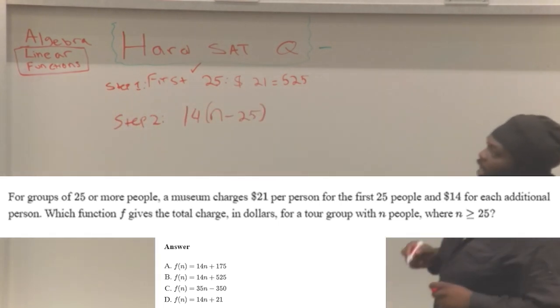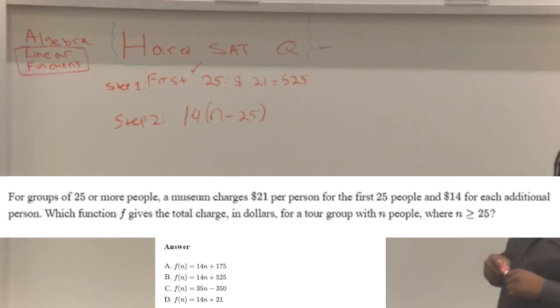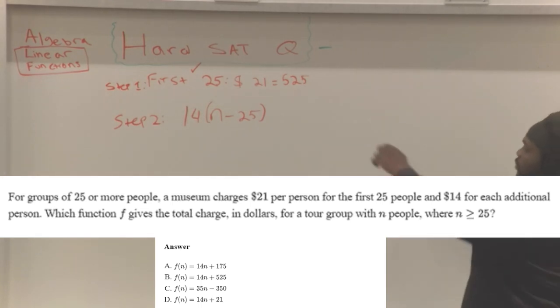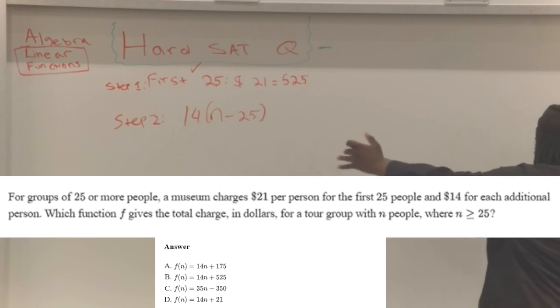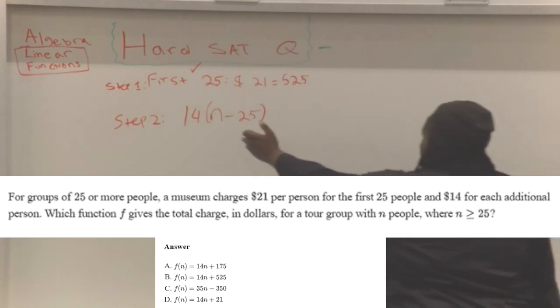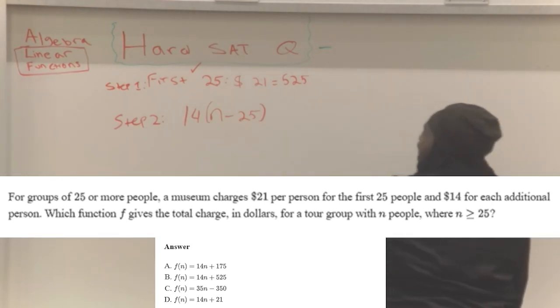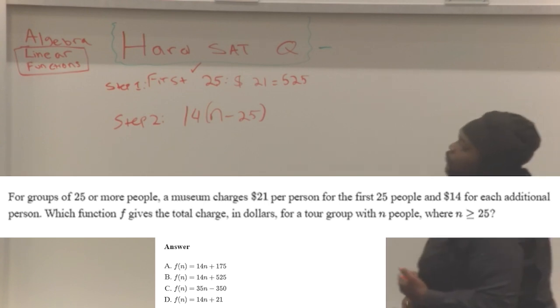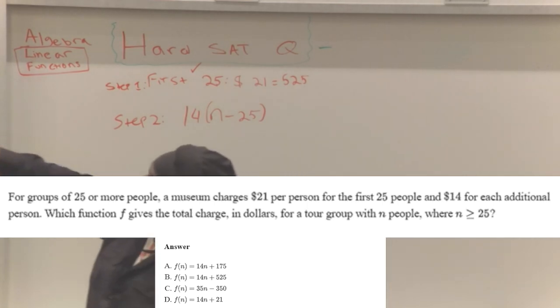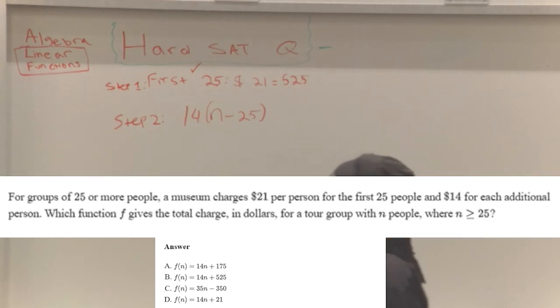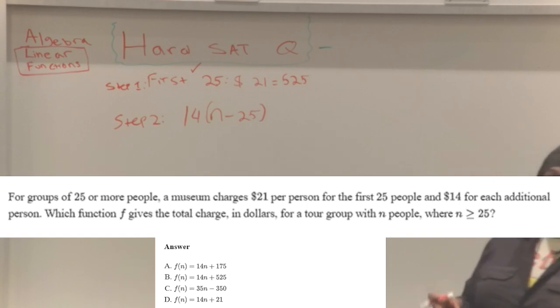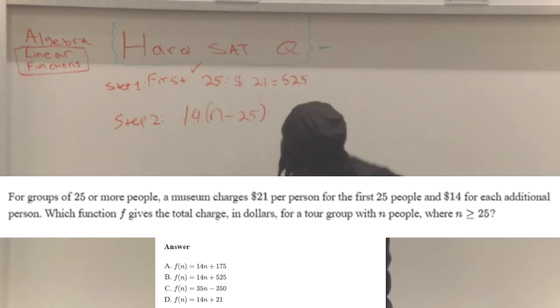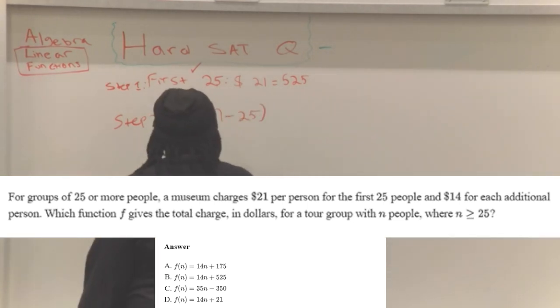Now, a lot of people will probably get stuck and say, what is my next step that I'm supposed to do? I understand for the first 25 people, it's 525. Then for step 2, I know it's 14 times n minus 25, because if n is greater than 25, that means I have more than those 25 people, and it's 14 additional dollars each. Boom. So you know what you're going to do now? You're just going to add both parts, because it's telling you which function f gives the total charge in dollars for a tour group with n people where n is greater than 25. Boom. So you know you're using step 1 and step 2. Let's go ahead and set it up.